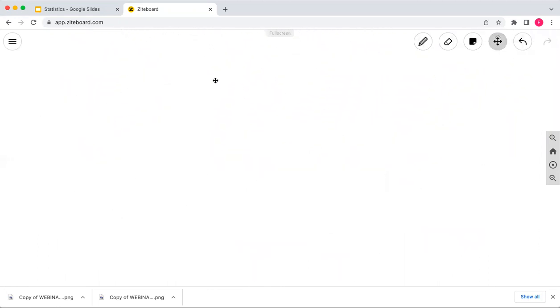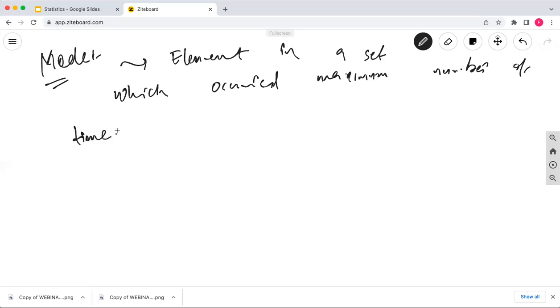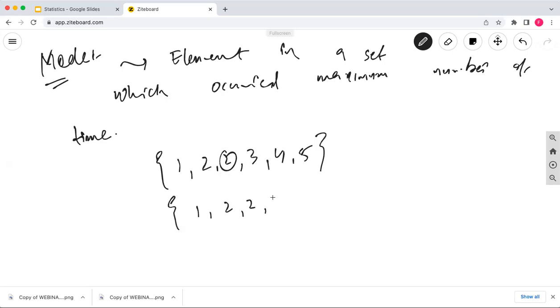Mode is very rarely tested. So just an idea, what is mode? Mode is the element in a set which occurred the maximum number of times. And there could be more than one mode depending upon the question. For example, if you have 1, 2, 2, 3, 4, and 5, the mode is 2 because it came 2 times. And if you have 1, 2, 2, 3, 3, 4, 5, now you have 2 modes, this one and this.